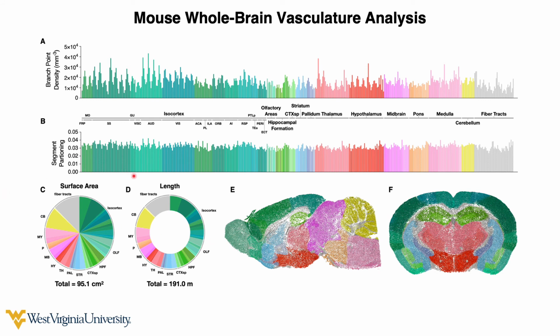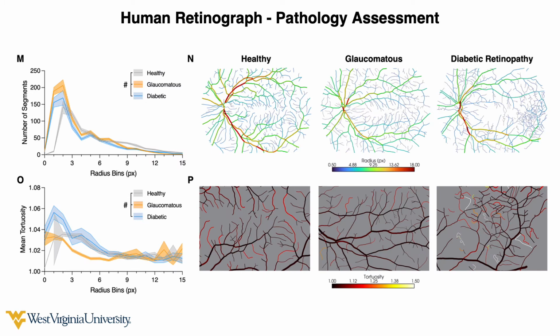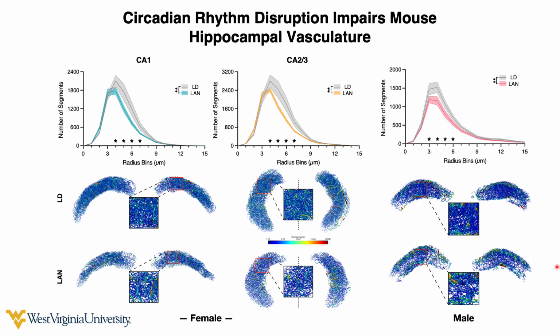These datasets can be loaded with annotation files, such as those provided by the Allen Brain Institute for individual nucleus-based analyses. Next, the app can be used to identify vascular alterations and complications present in various pathological states. Here I use VesselVio to identify differences in vessel radius distributions and vessel segment tortuosities in three types of human retinal vasculature. Lastly, in the context of my own research, I use VesselVio to identify vascular topological alterations in various regions of the hippocampus of mice experiencing circadian rhythm disruption.